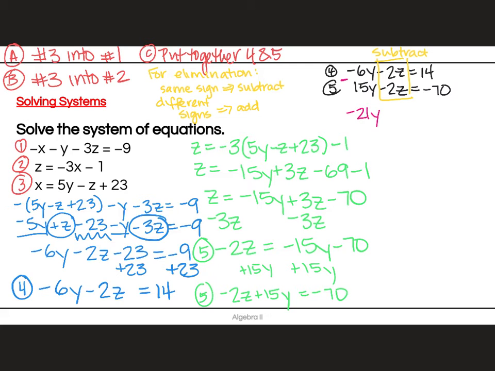I'm going to do negative 2z minus a negative 2z, so minus a negative is plus, so those are going to cancel. And then I'm going to do negative 14 minus a negative 70, which is actually adding, minus a negative is plus, and so that's going to give me 84. Going to divide both sides by negative 21. So then y is equal to negative 4. So I have a value for y.